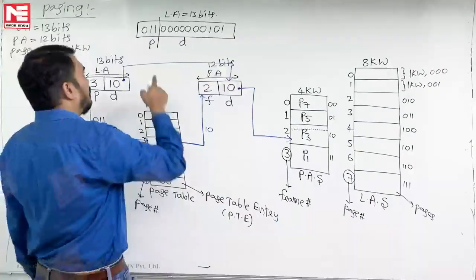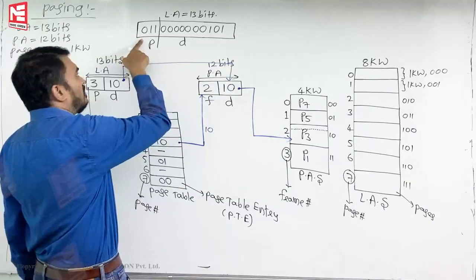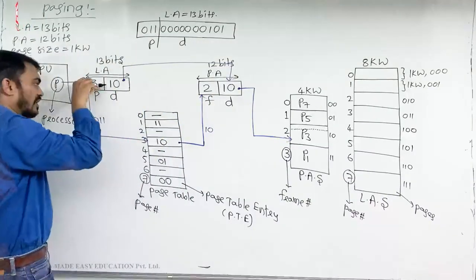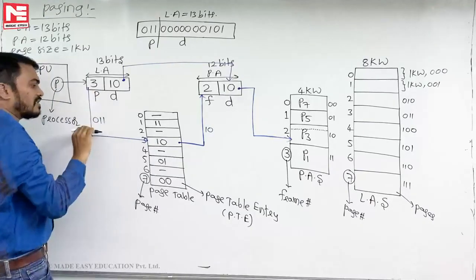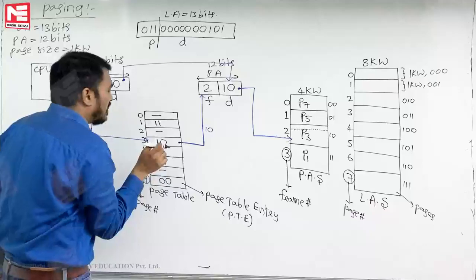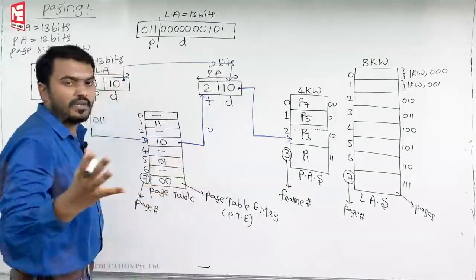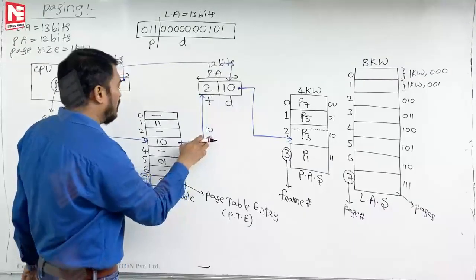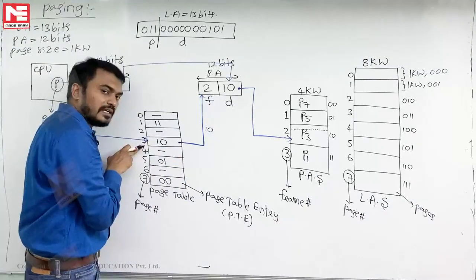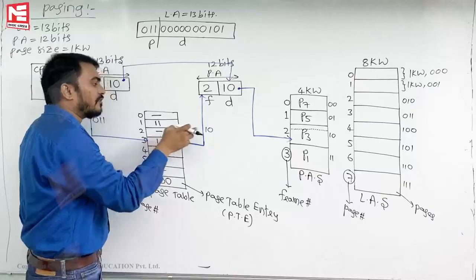So page number 3, look at here, 011. You take that page number and index onto the page table, and inside the page table entry you are having the frame number. What is the frame number? 10. It means this particular page of LAS is available in this particular frame of PAS.